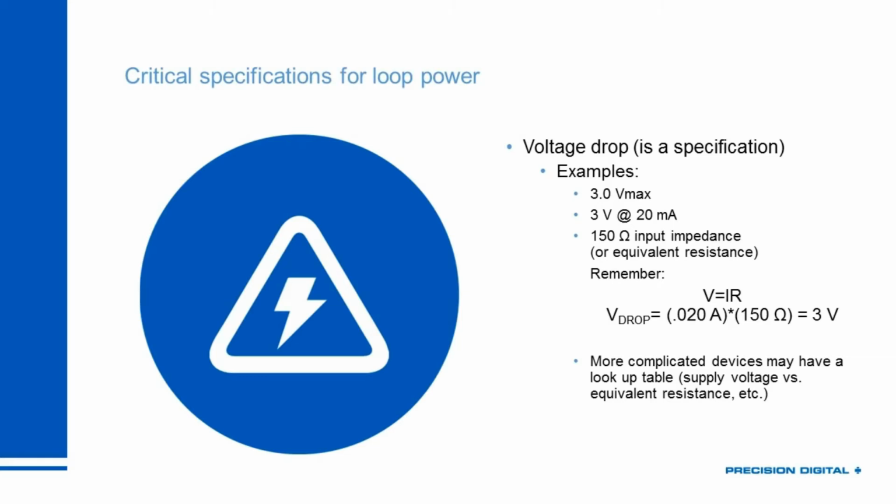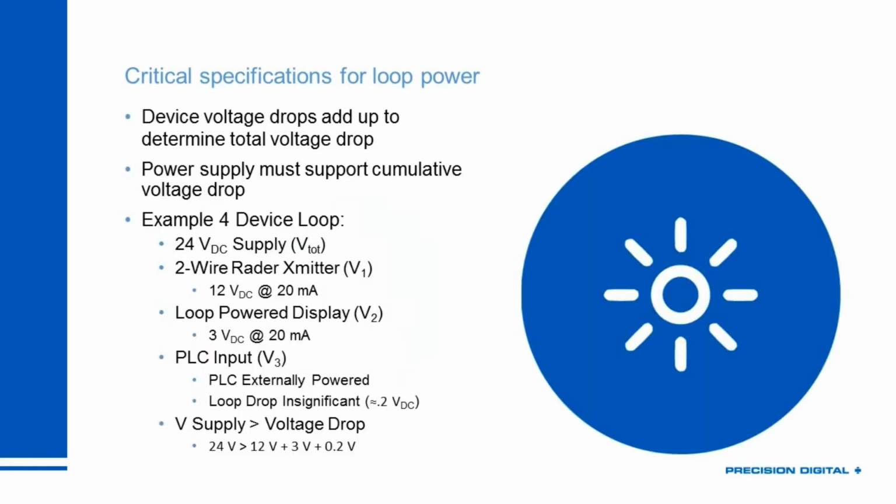The reason you need to know it is that the voltage drops of all of your loop-powered devices in your system have to add up to less than the DC power supply that's running the 4 to 20 milliamp loop. I'm going to say that again because it's a little tricky. The voltage drops of all of the devices in the loop, everything that isn't the power supply, have to add up to less than what the power supply is providing.